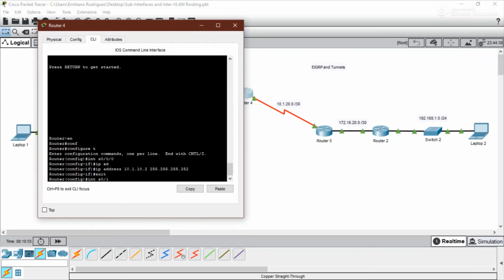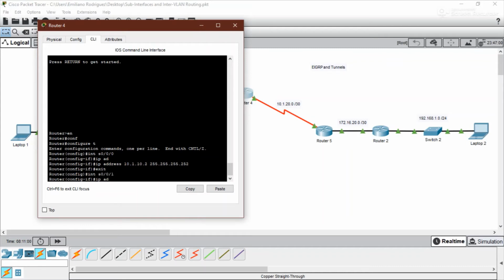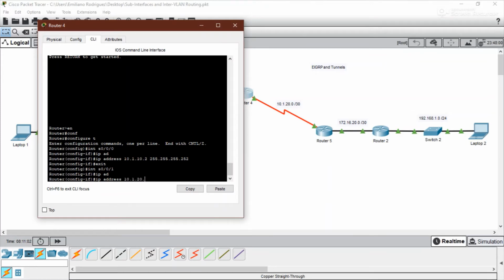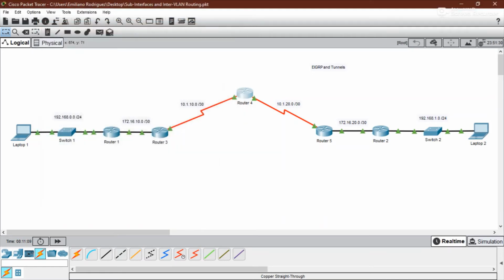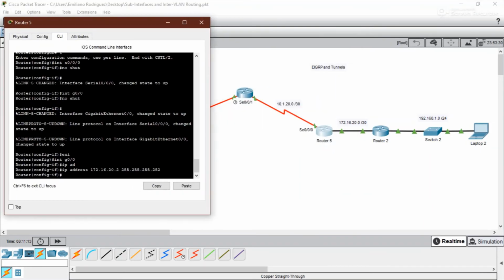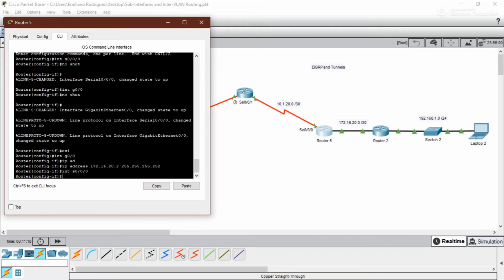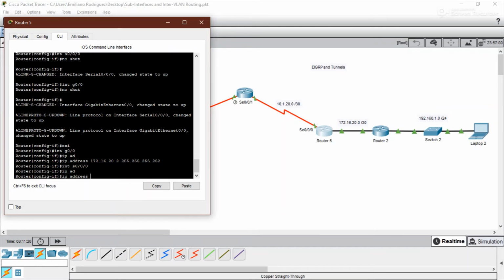Interface serial 0/1/0, IP address 10.1.20.1. And on router 5, interface serial 0/0/0, IP address 10.1.20.2, /30.